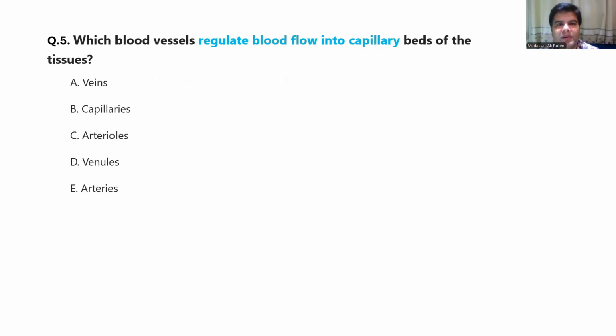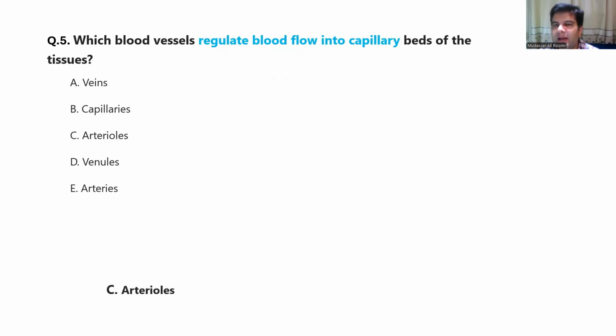Next question is, which blood vessels regulate blood flow into the capillary beds of the tissues? Options are veins, capillaries, arterioles, venules, and arteries. So these vessels which regulate blood flow into the capillary beds of tissues, these are the vessels which are also called as resistance vessels, and these are arterioles.